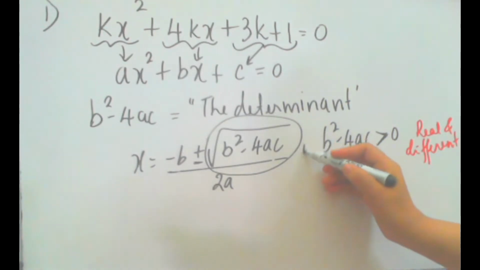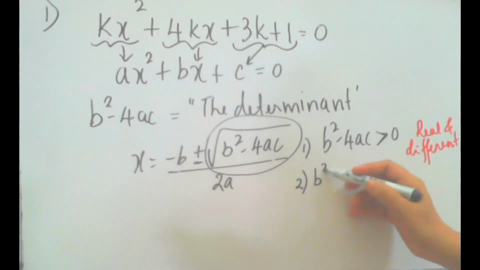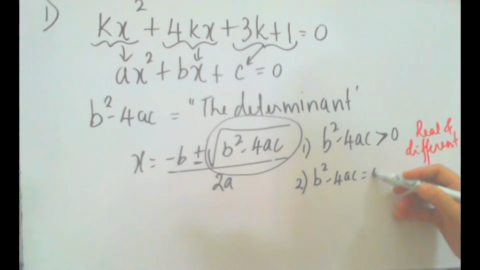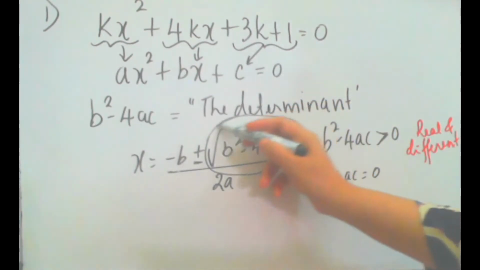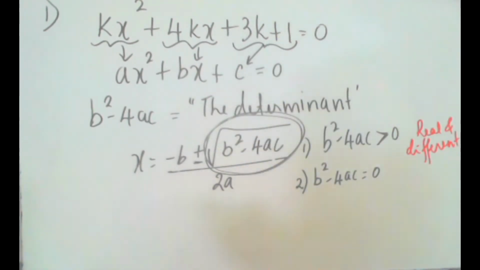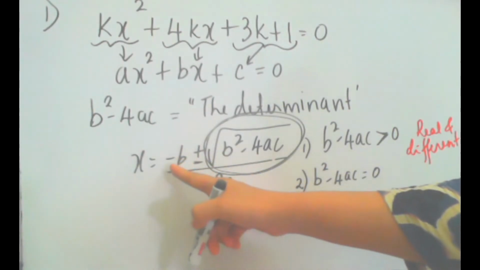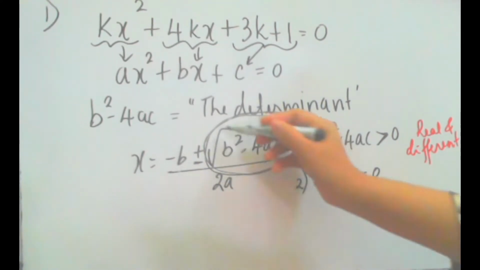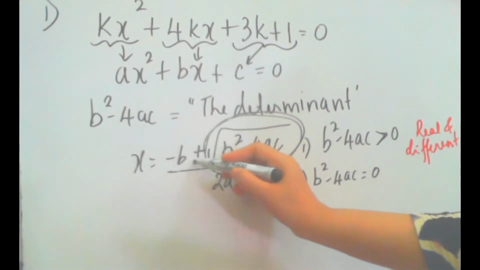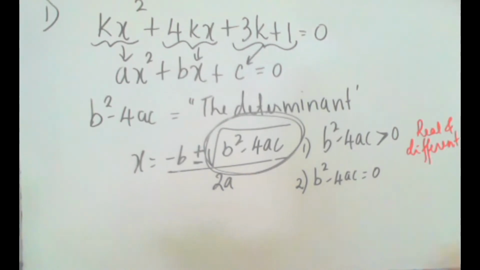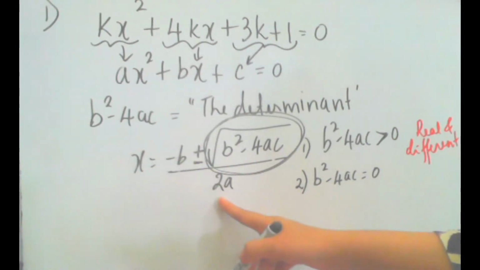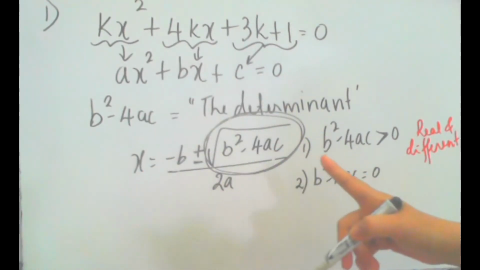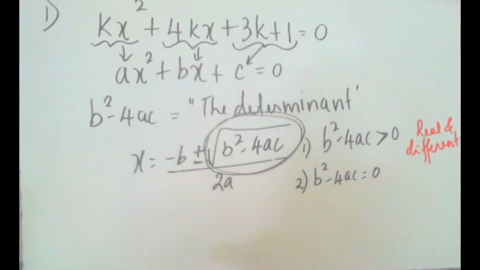Now this is the first case. The second case is when b² − 4ac is exactly 0. So this whole term goes to 0, and we find that the value of x is just minus b by 2a, because this whole term is 0, so this plus or minus has no significance. Does it mean we have just one root? No. We still have two roots, but we say they are the same two roots. So they are real and the same roots.